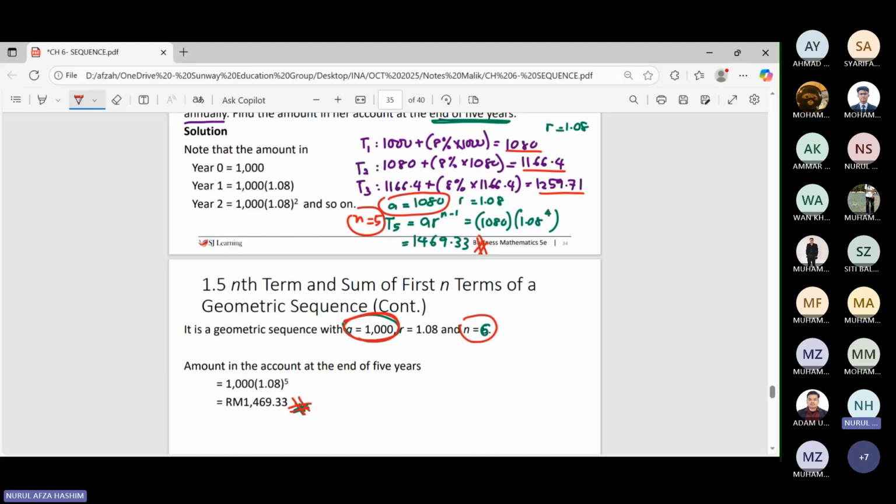Okay, so you don't get confused with the one in the solution. You're going to get the same.